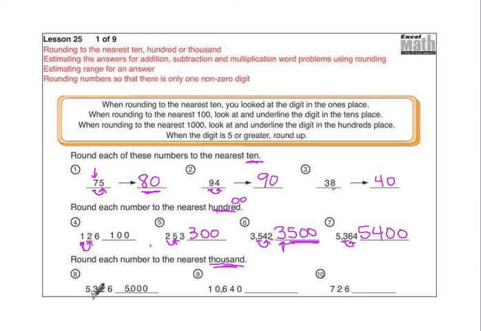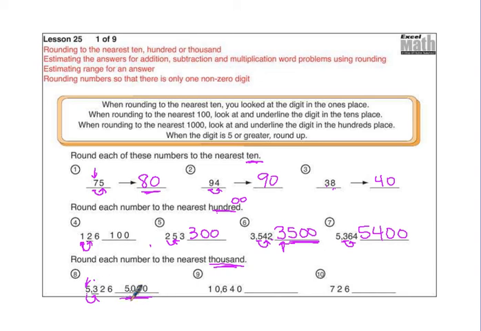Number 8, we're going to round to the nearest thousands place. Well, this 5 is in the thousands place, so I look to the right and I see a 3. The 3 tells me to leave the 5 alone. It's not 5 or greater. That 3 is not 5 or greater in the hundreds place. So in the thousands place, I just go down, or I leave it at the 5,000, and the answer here is 5,000.